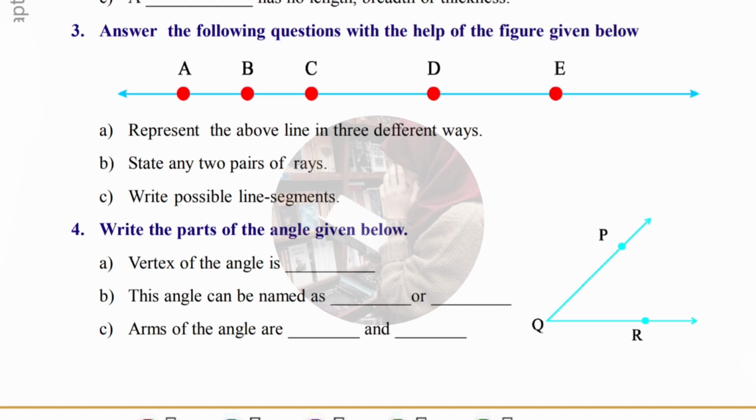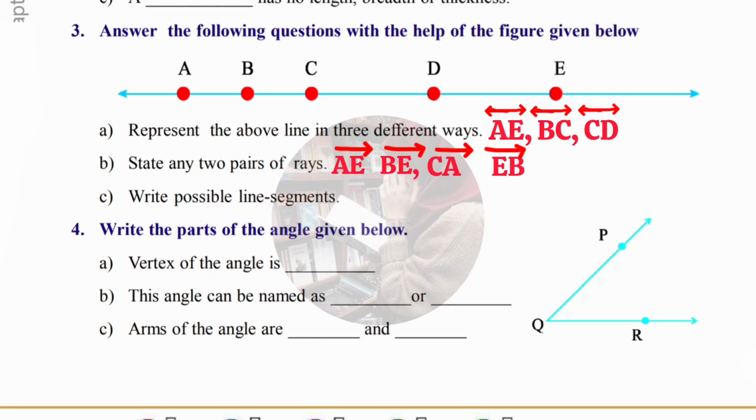Each dot represents a name: A, B, C, D and E. So here some questions are given which we need to answer. First question is represent the above line in 3 different ways. So write down AE, BC and CD. Next, second question, state any 2 pairs of rays. So write down the answer: ray AE and ray BE, then ray CA and ray EB. If you want you may change also.